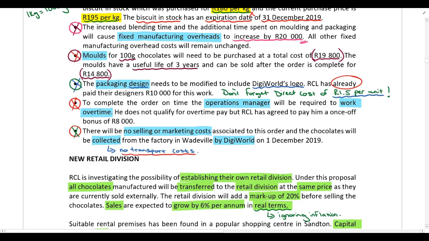We've taken into account all production-related costs as well as period costs. However, there's one thing left that we still need to consider, and that's an opportunity cost. Remember, if RCL has to sacrifice some of their existing sales as a result of this order, then we have an opportunity cost. And opportunity costs are always relevant.